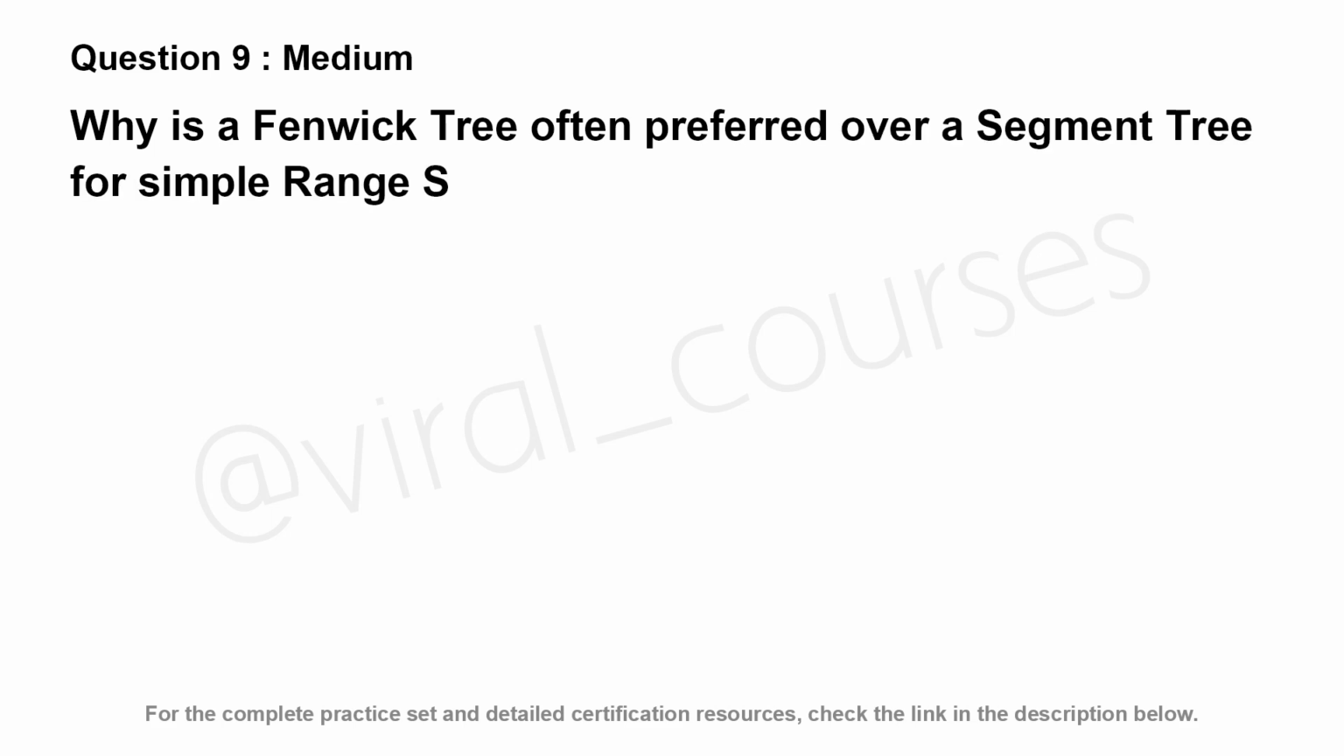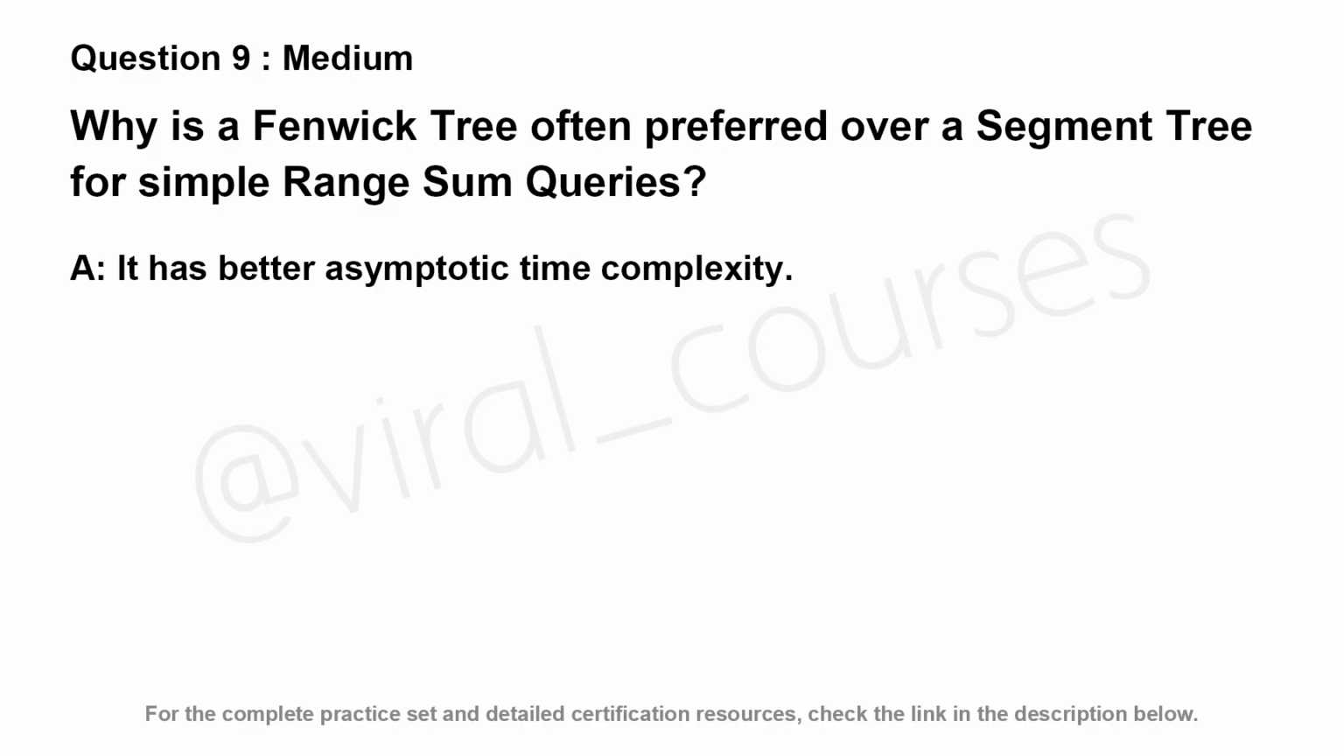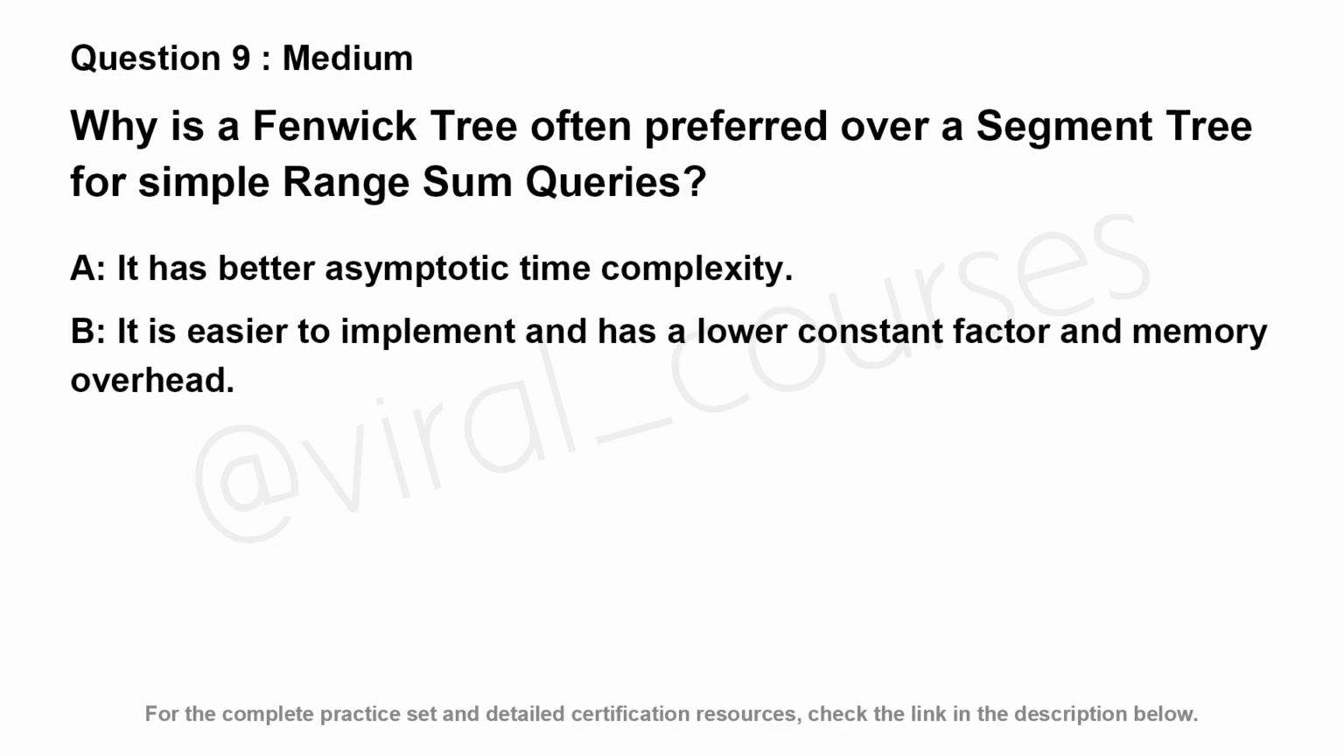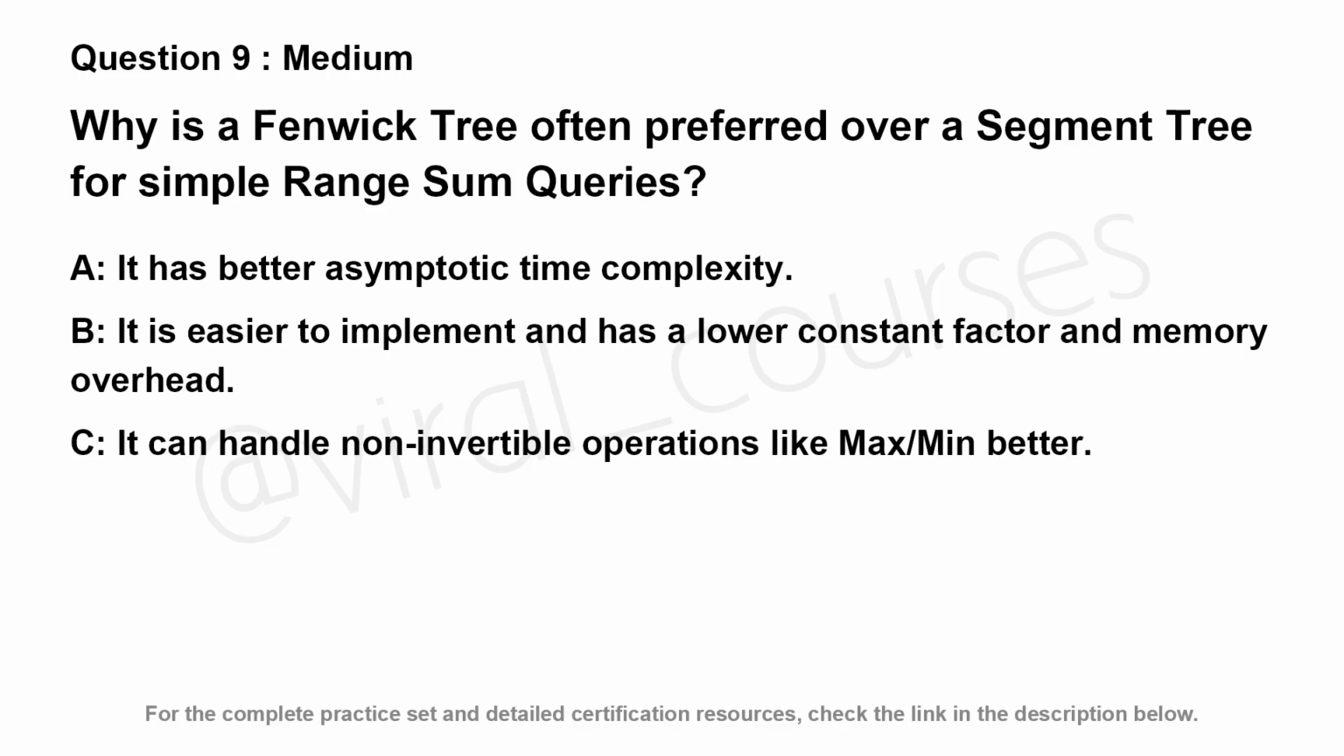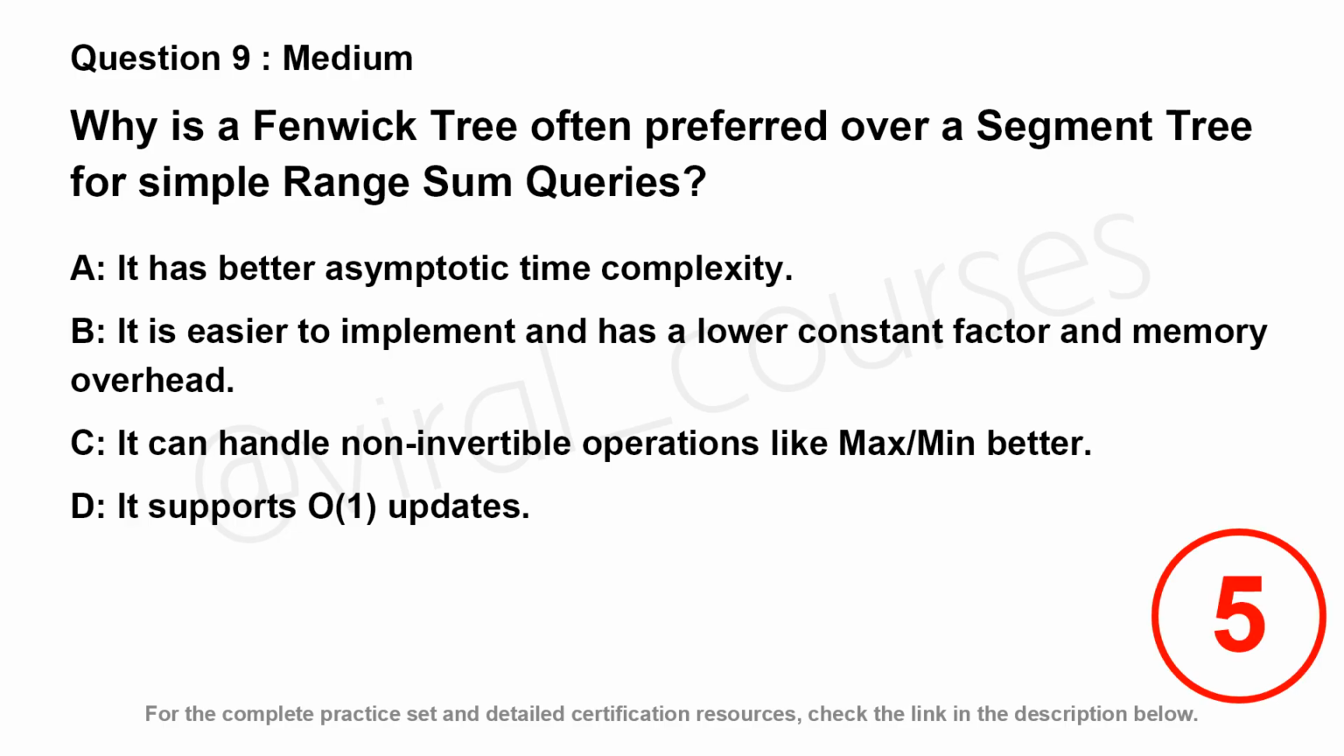Why is a Fenwick tree often preferred over a segment tree for simple range sum queries? Option A. It has better asymptotic time complexity. Option B. It is easier to implement and has a lower constant factor in memory overhead. Option C. It can handle non-invertible operations like max, min better. Option D. It supports O(1) updates.